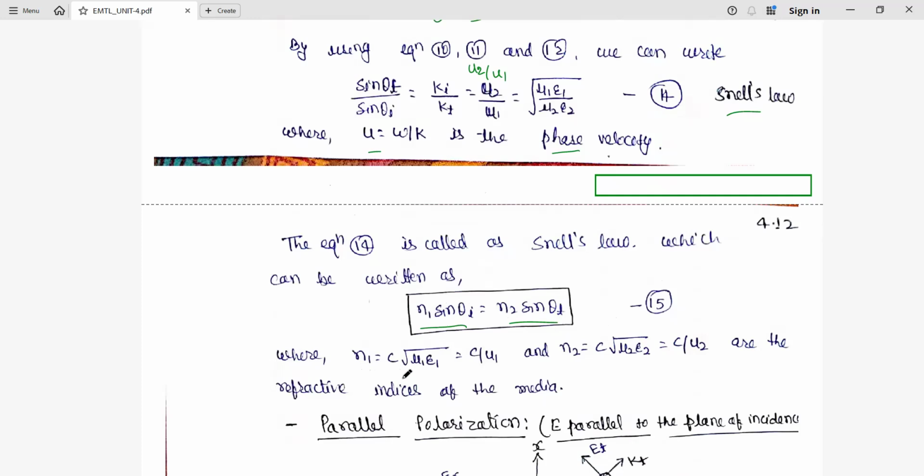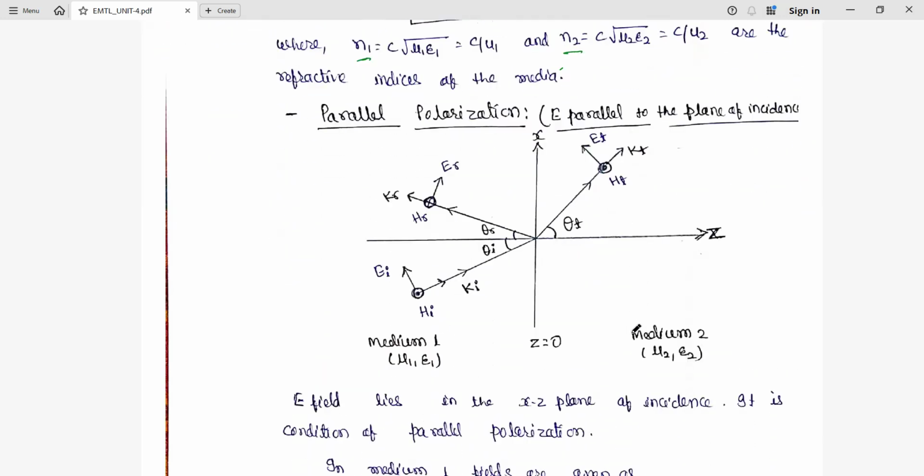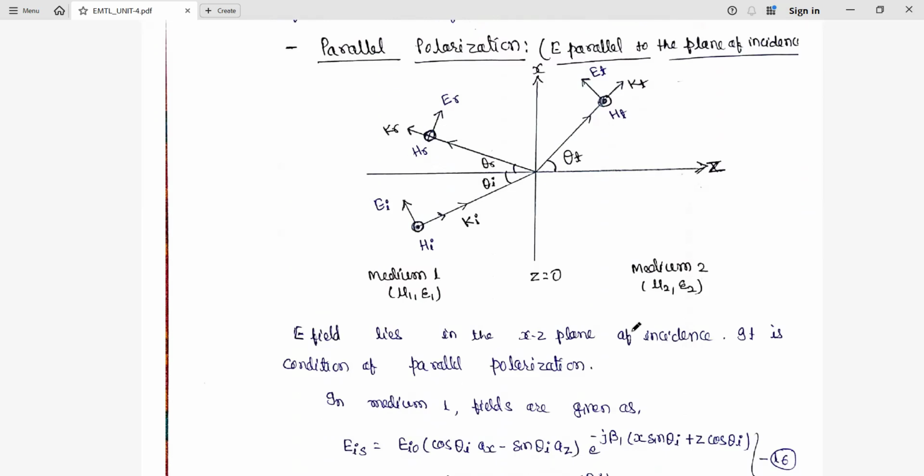Here n1 is c root mu 1 epsilon 1, which can be written as c by u1, and n2 is c root mu 2 epsilon 2, which can be written as c by u2. These are the refractive indices of the media. N1 and N2 are both refractive indices, not eta. Now this is the general discussion about oblique incidence. Now we are going to take the condition of parallel polarization, and later we'll have perpendicular polarization.